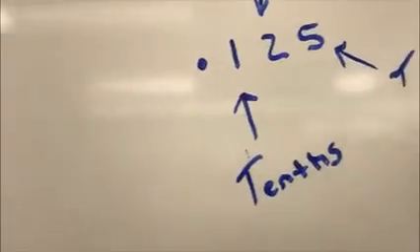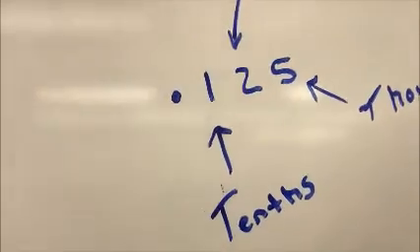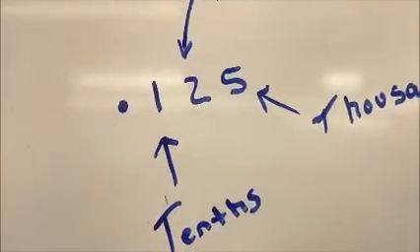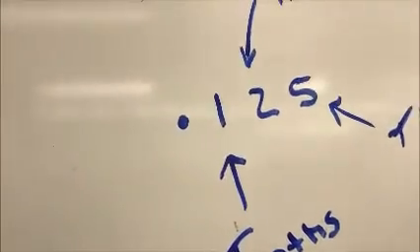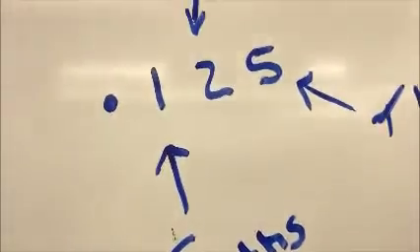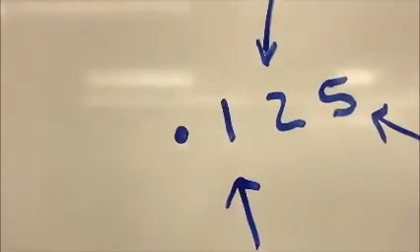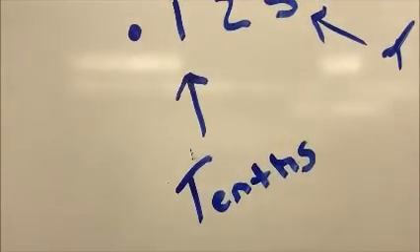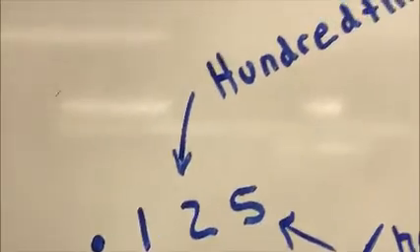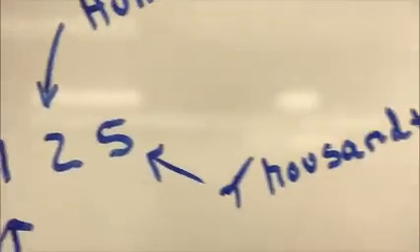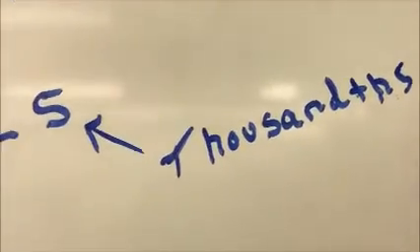Hey guys, I'm going to make a short video on reading an engineering tape measure. So the first thing, before we look at the tape measure, we need to know a little bit about decimals and the place values of each one. So we have the decimal 0.125. The 1 means tenths, the 2 means hundredths, and the 5 means thousandths.